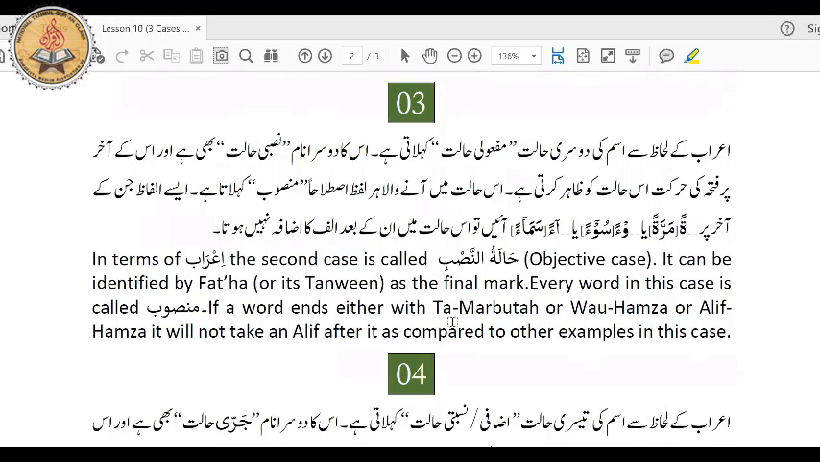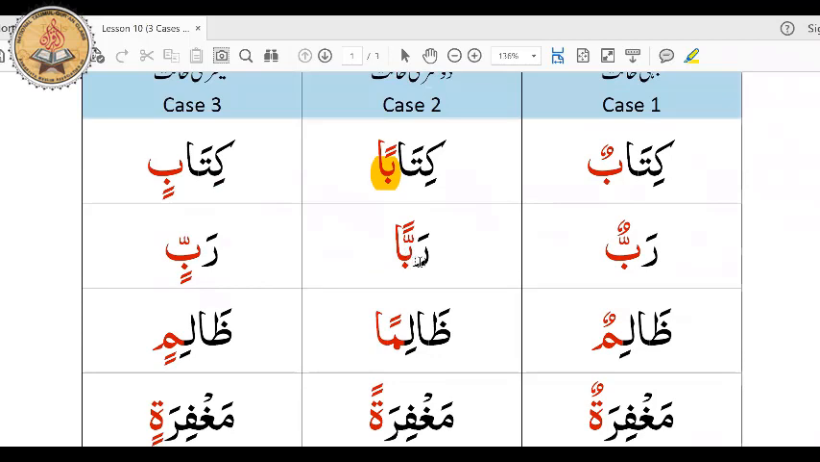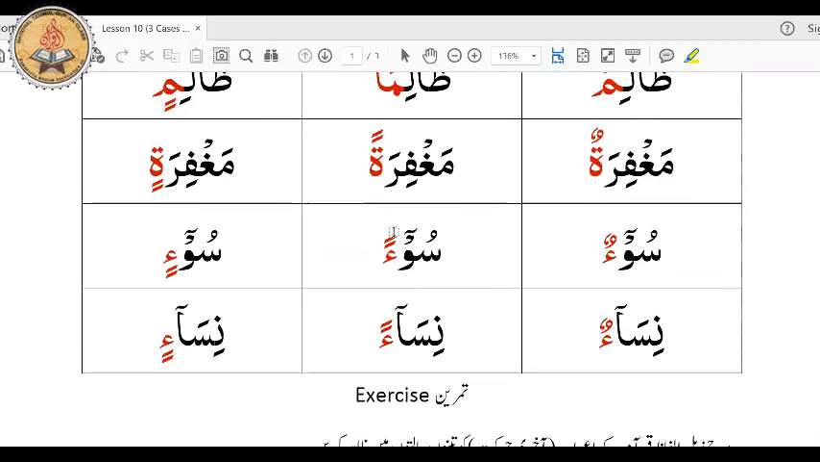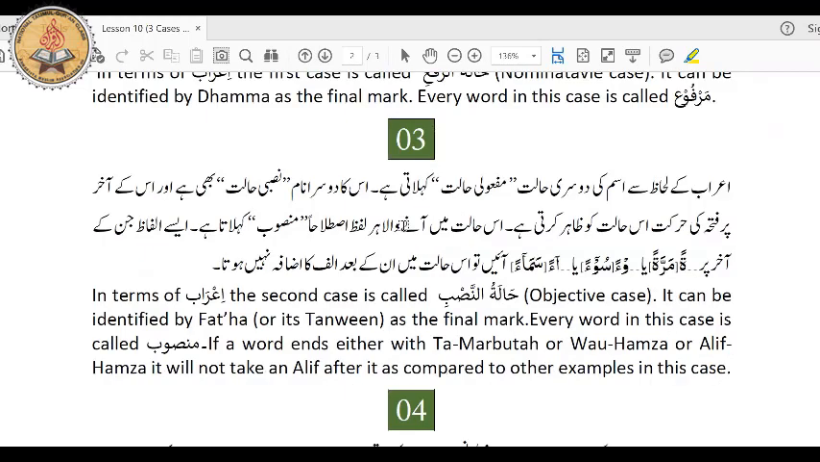So every word in this case is called mansub. If a word ends with ta marbuta or waw hamza or alif hamza, it will not take an alif after it, as compared to the other example I was mentioning, su'an and maghfiratan. Okay, so we come now to number 4.